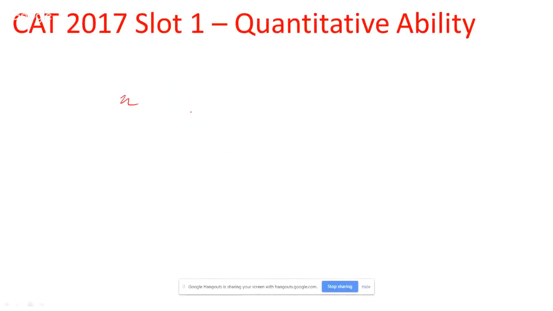So let's do this. Let me share the screen. Here goes: CAT 2017 slot one quantitative ability. I'm starting at 11:04 by my watch. I'm going to stop at 12:04 by my watch.